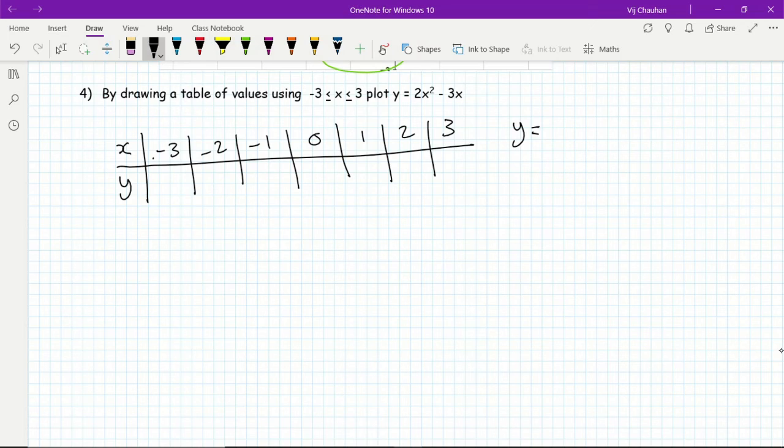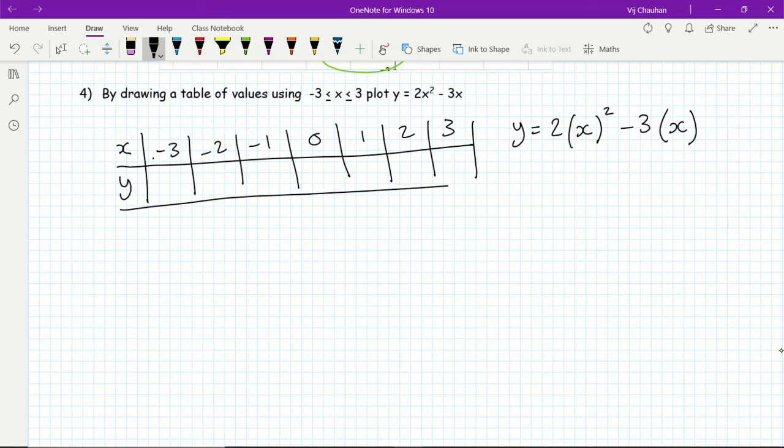Now the equation is y equals 2, and I'm going to put bracket x squared minus 3 bracket x. So if I'm going to do this on my calculator, I'm just going to swap whatever's in the bracket with the numbers that are in the table that I need to work out the y values for. If I just do a couple of these, I won't do all of them because it'll get a little bit boring. So here I've got 2 times -3 squared, take away 3 times -3.